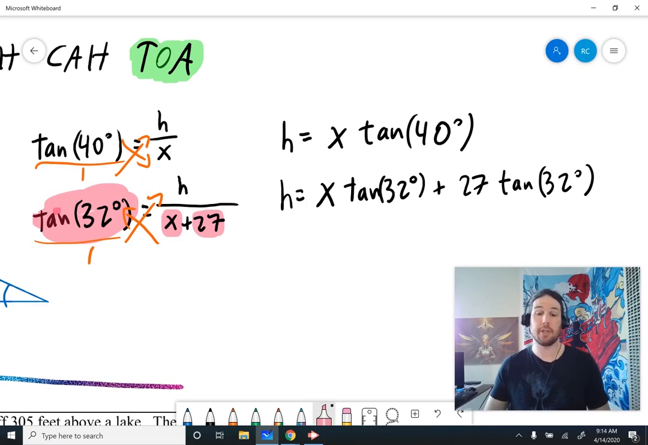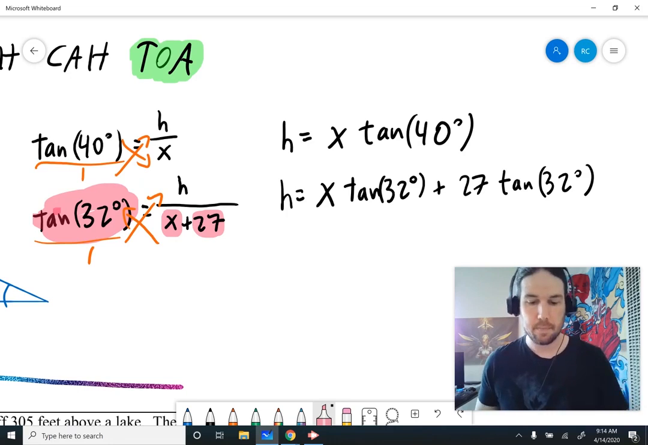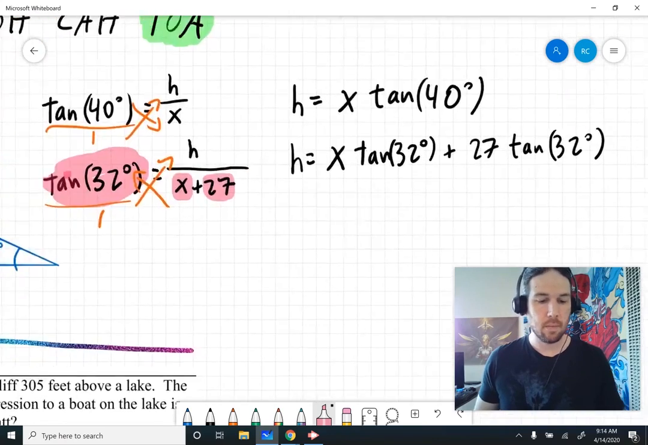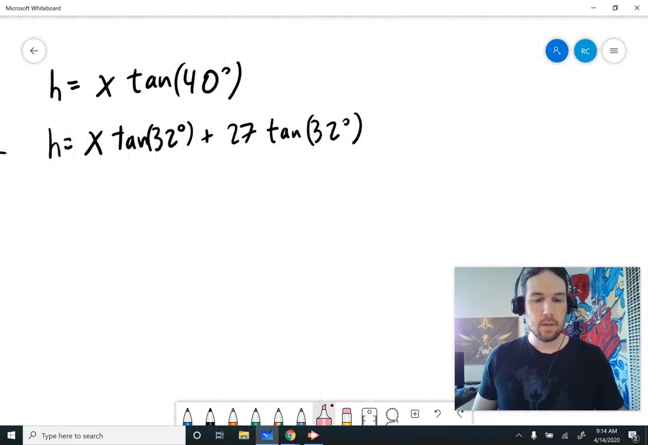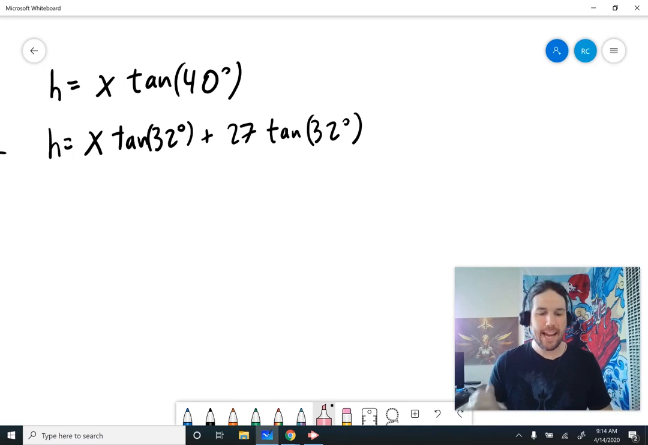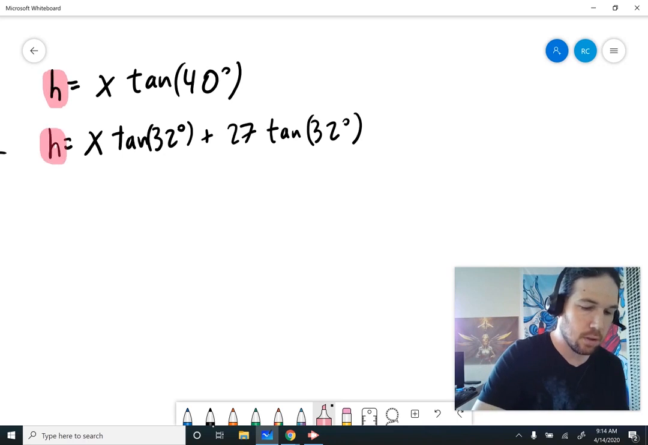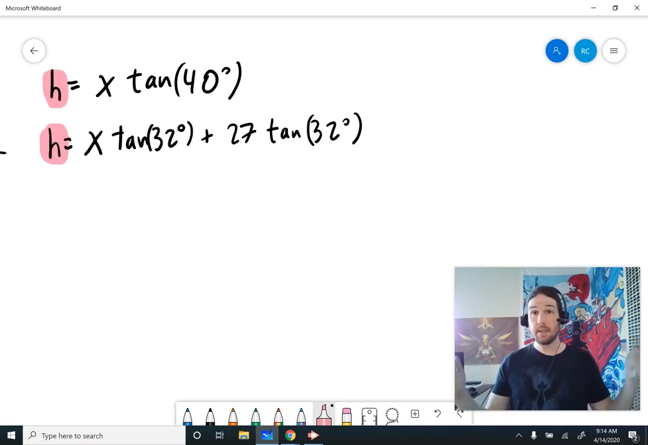Now, again, I could get a decimal at any time. I could plug tangent 32 or tangent 40 degrees into my calculator, but I'm not going to do that yet. I'm going to wait until the end. So now I have h equals x times tangent of 40 degrees, and I have h equals x times tangent of 32 degrees plus 27 times tangent of 32 degrees. If both of these things equal h, then they must equal each other, right?